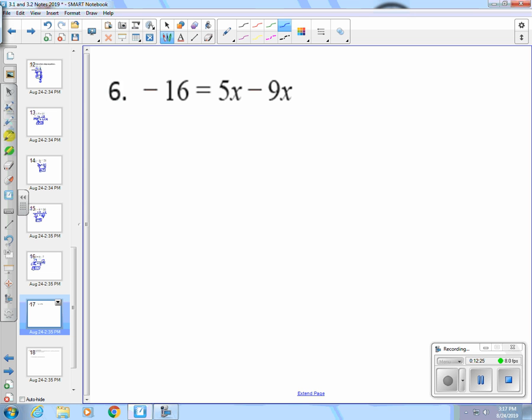We have another problem where x's are all on the right side. Hey, look at that. Both of them are like terms. 5x minus 9x. Combine those like terms. We have -4x. Now we can divide by -4 on both sides, and we end up with 4 equal to x.